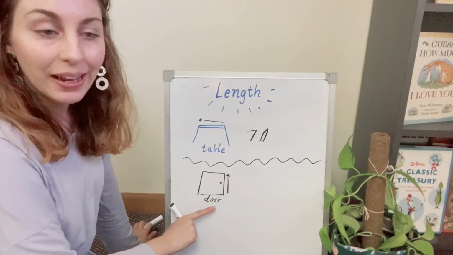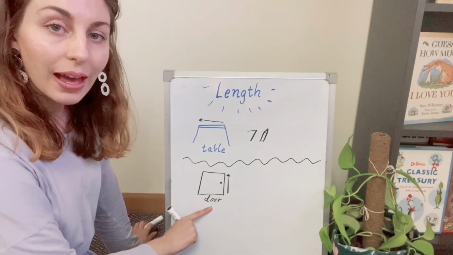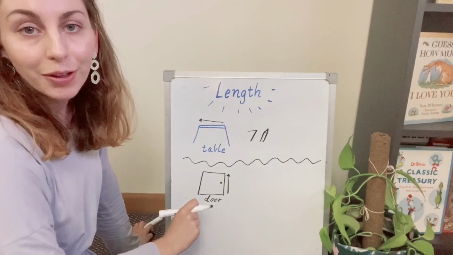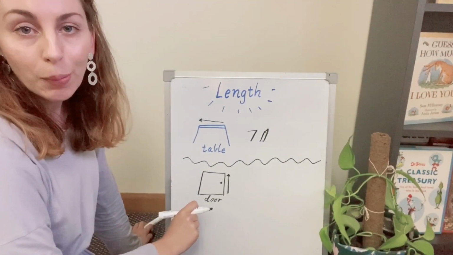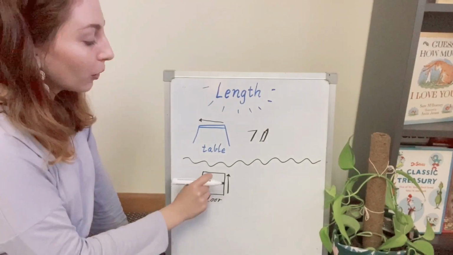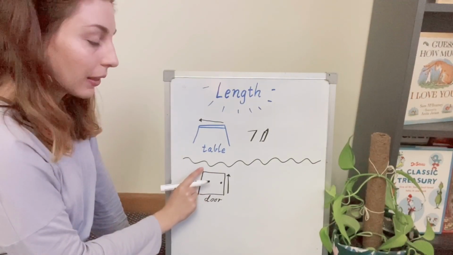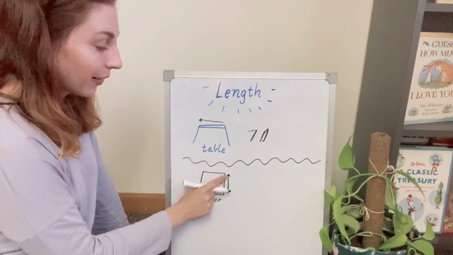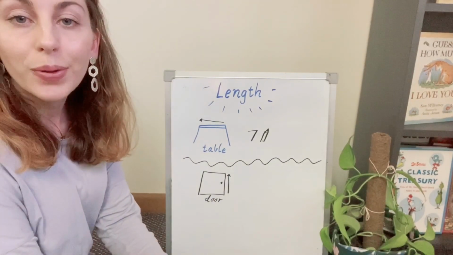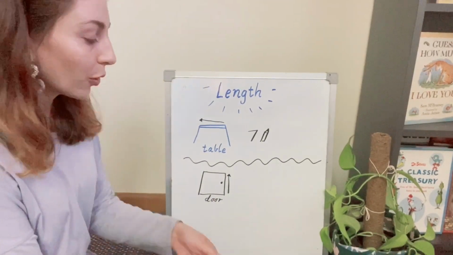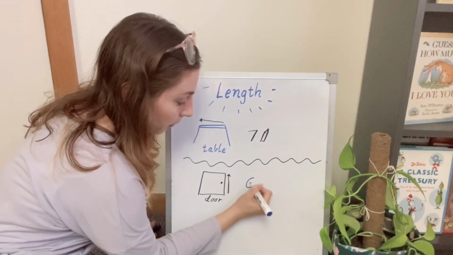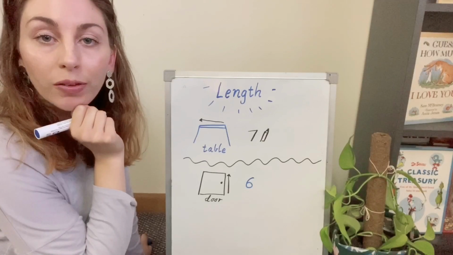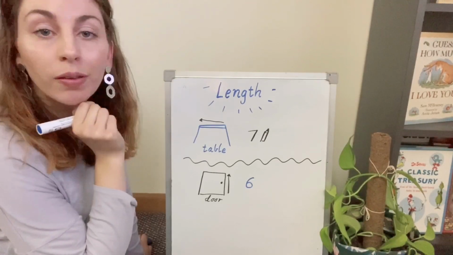So I've drawn my door now, here it is, and I've also added some arrows to my door and my table. These arrows are showing which side of the object's length I measured, because I didn't measure the length from here to here. I measured the length from here to here. The door was 6.5 pencils long. So I'll write my 6, and then I want to write half because it was only half a pencil longer than 6. It wasn't 7 pencils.